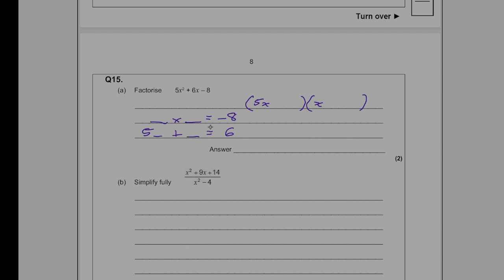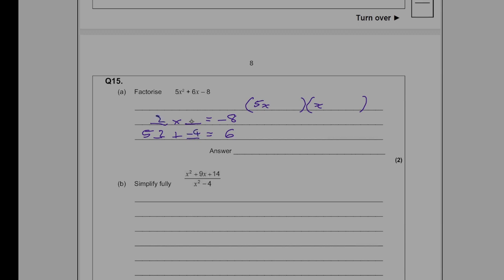So one of them's got to be negative again. Right, so we could have 4 and 2. How would that work? So 10, and yeah, that would work. So 5 times 2 would be 10, and then -4. Right, and then if you think about how you multiply this out, the 2's got to go in the bracket opposite the 5. So we're looking at that. So 5x minus 4 multiplied by x plus 2.